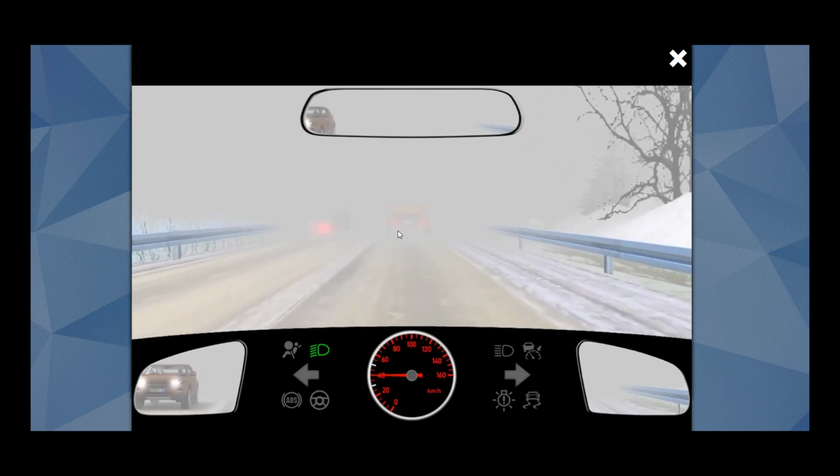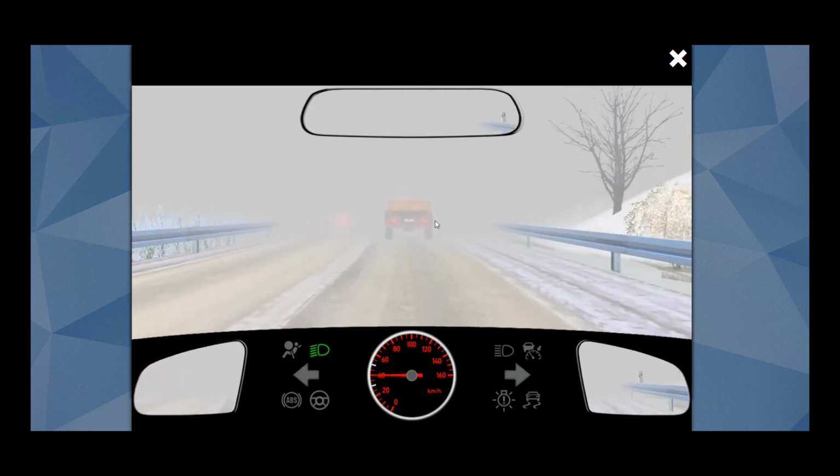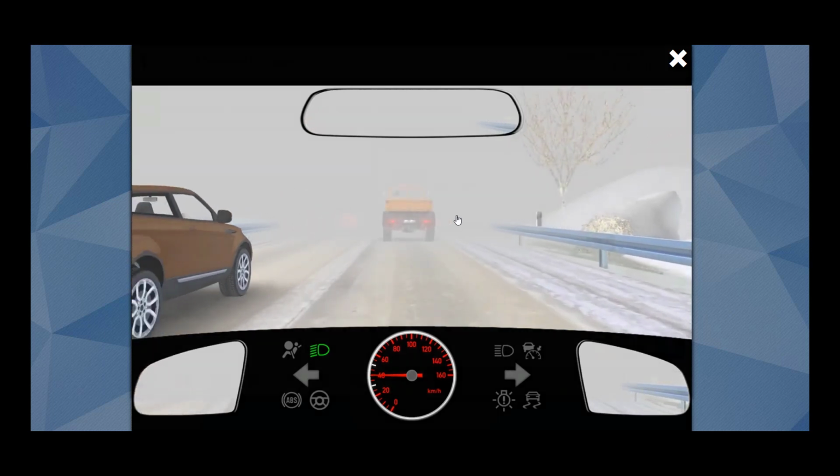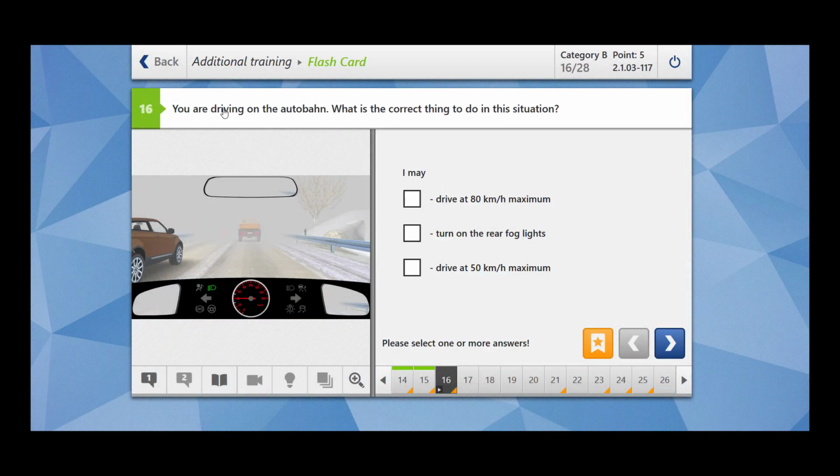We are approaching a vehicle which has its rear fog lamps switched on. Two problems. You are driving on the Autobahn. What is the correct thing to do in this situation? I may drive at 80 km per hour maximum. This could be dangerous because the stretch of the road visible to you is very poor. I turn on the rear fog lights.